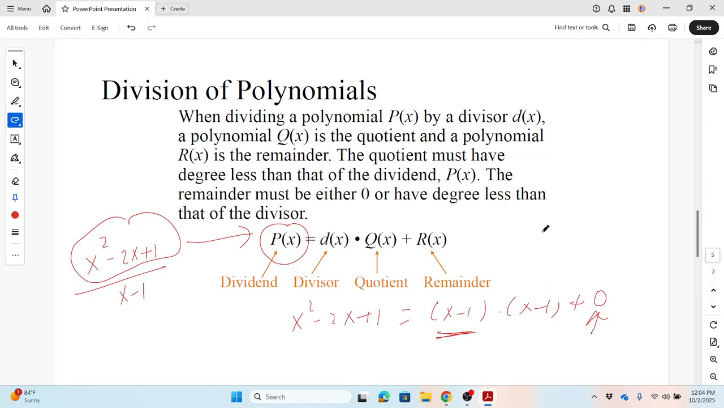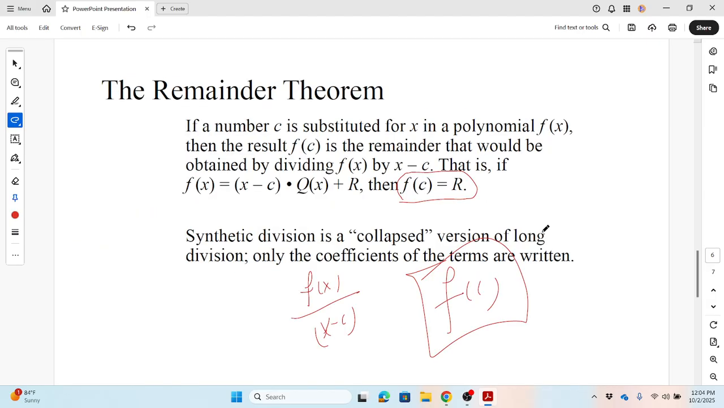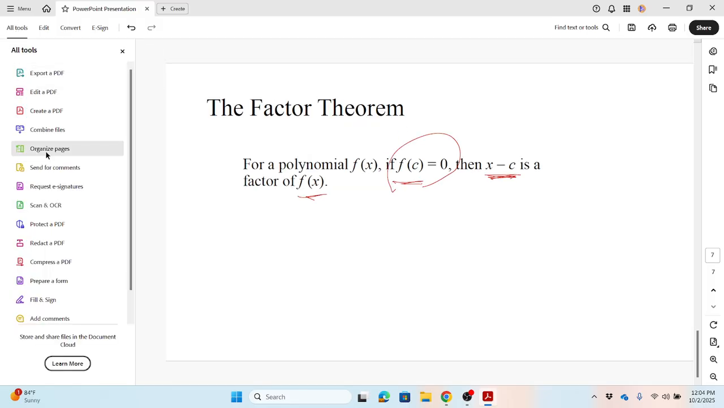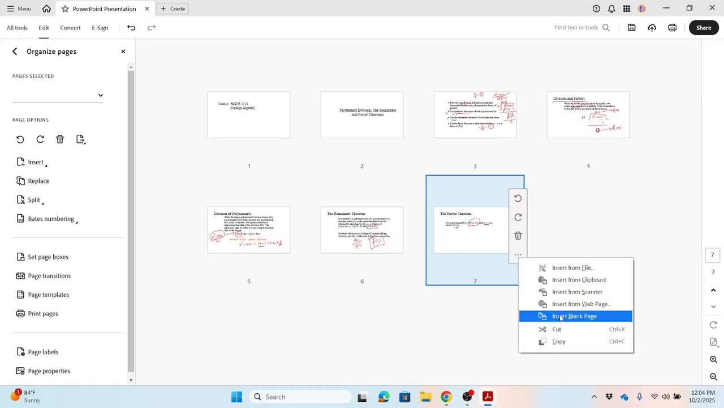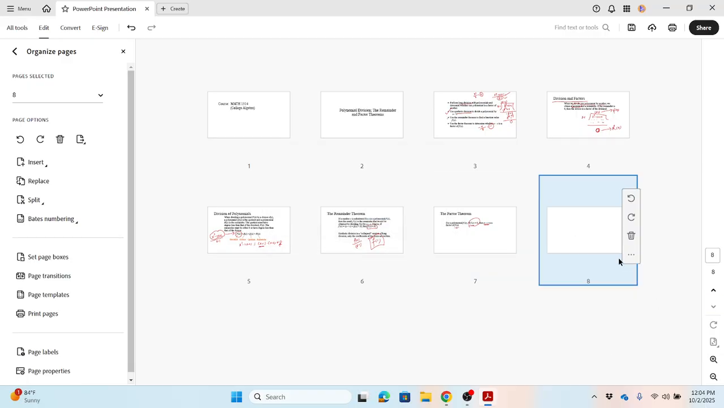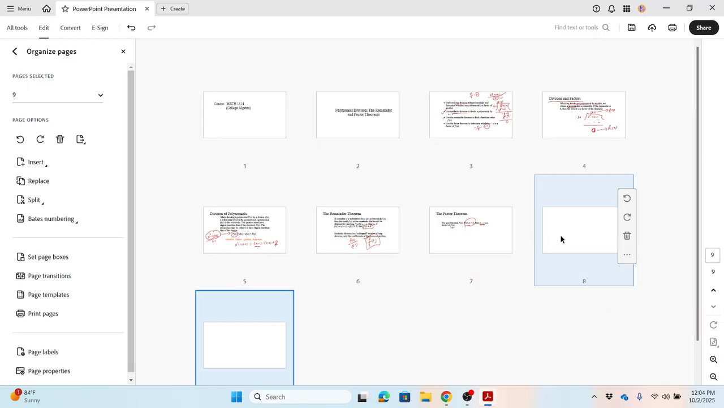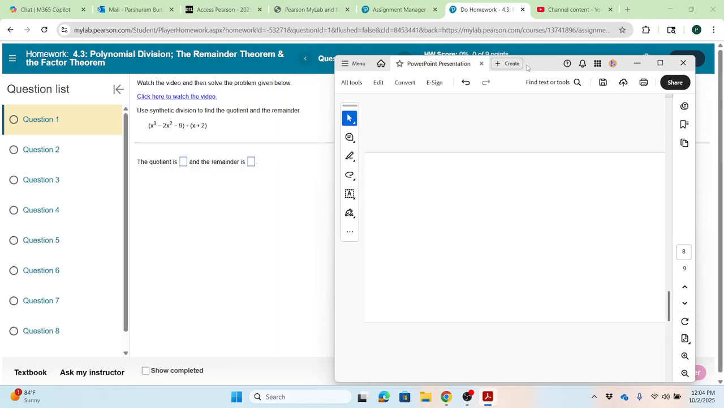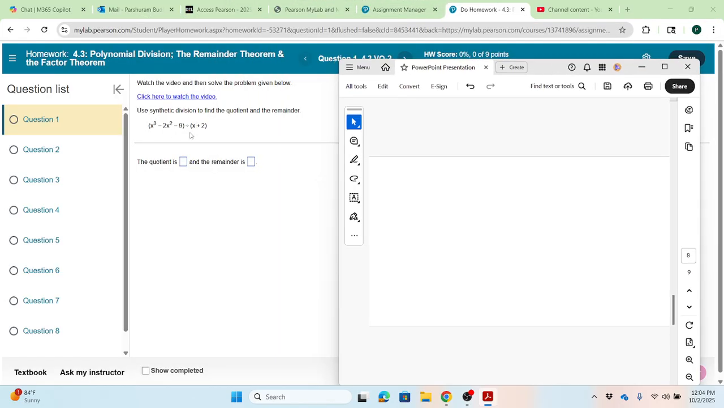Okay, so a couple of things you have to know: how to divide. That's the first thing. What is the remainder theorem and what is the factor theorem? And I'm going to use some example, at least one example, to show you how to do the synthetic division. So let's go here, use the synthetic division. Let me just use it here to divide this dividend by the divisor. So this is not the long division. We would like to use synthetic division.